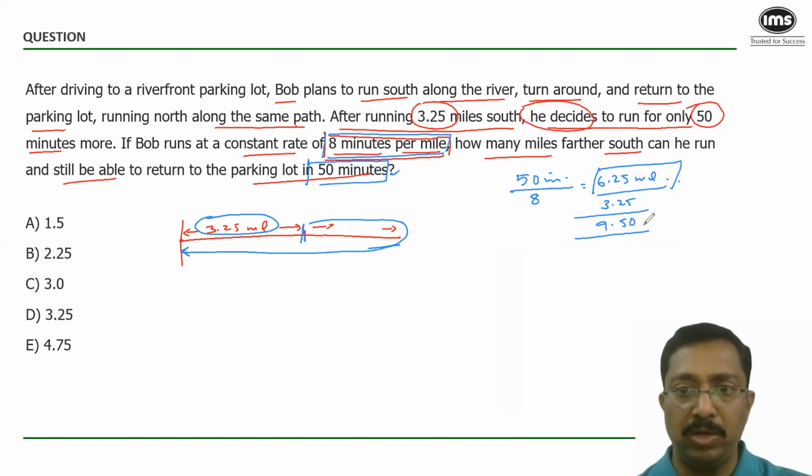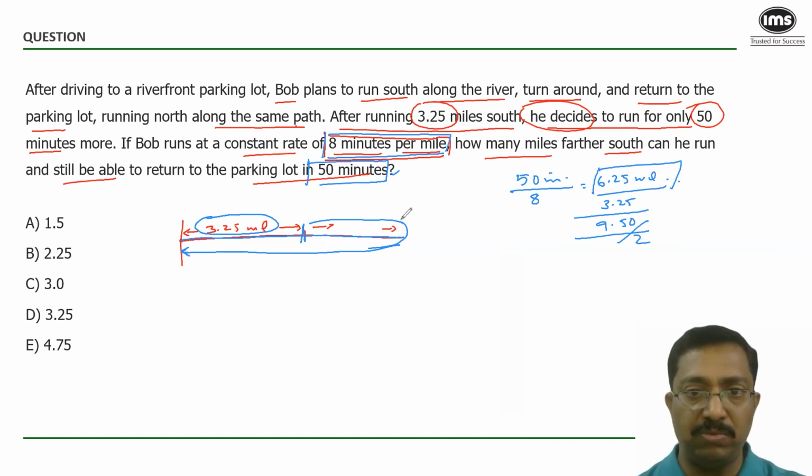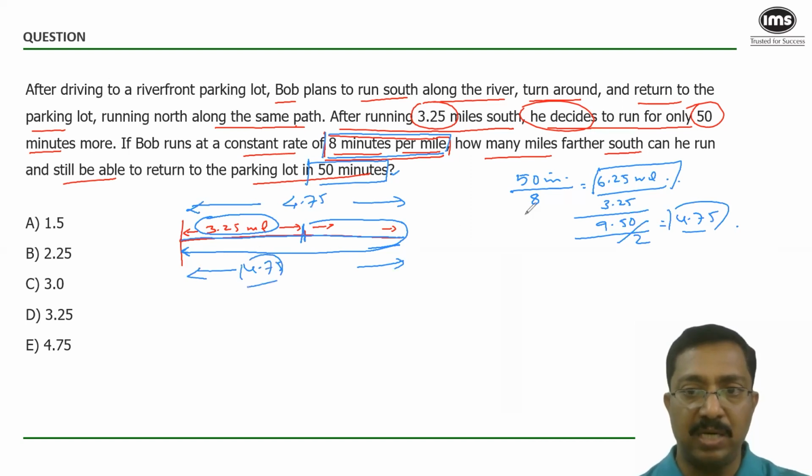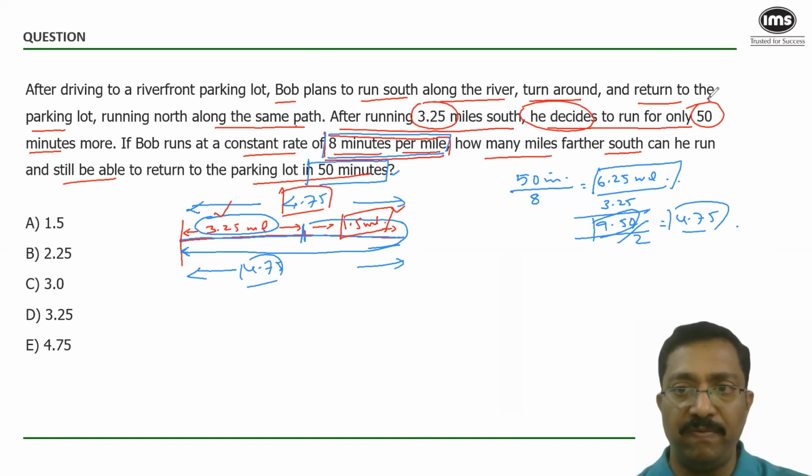When you divide this by 2, don't you think that covers half the distance, that is, the distance that he travels down south? 9.5 divided by 2 is 4.75, which is the entire stretch from the parking lot to the maximum distance that he could travel. And the return path is also 4.75, which adds up to 9.5, the entire to and fro distance. Now from this 4.75, if you subtract the 3.25, you get 1.5 miles, which is the distance that he would be running south after he decides to run for only 50 minutes.